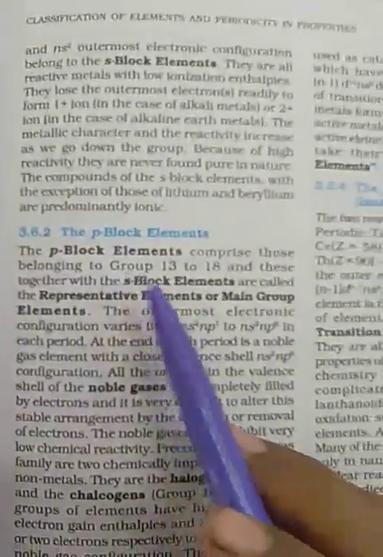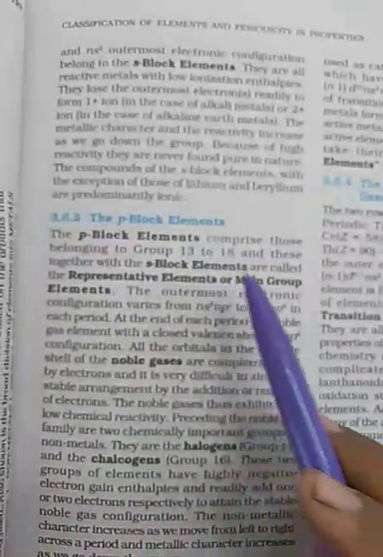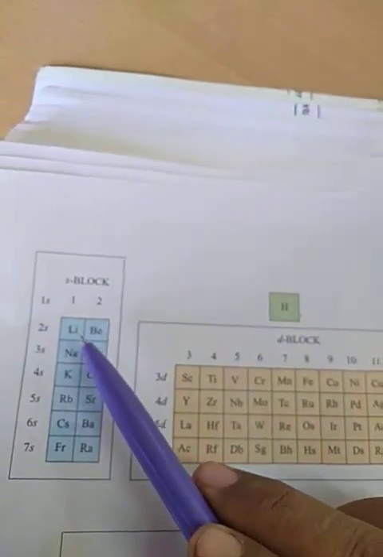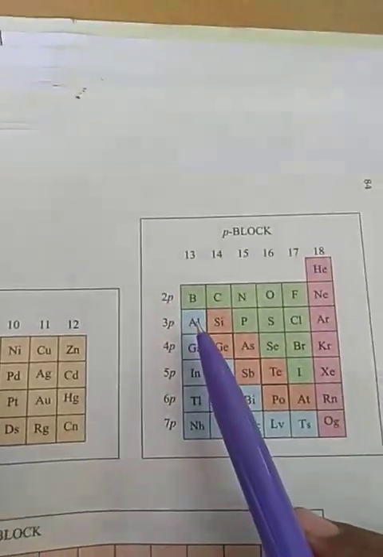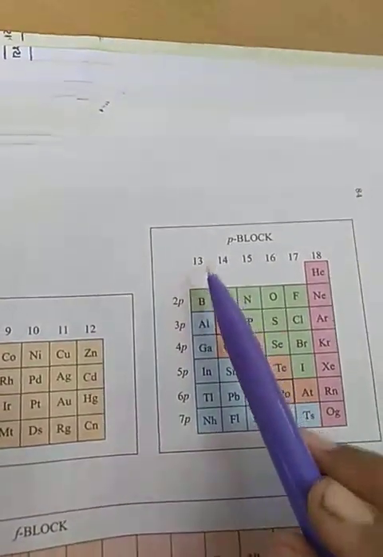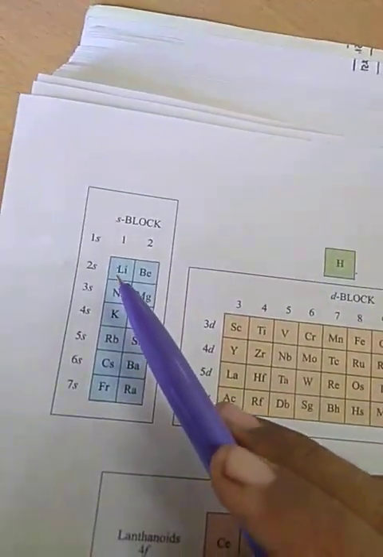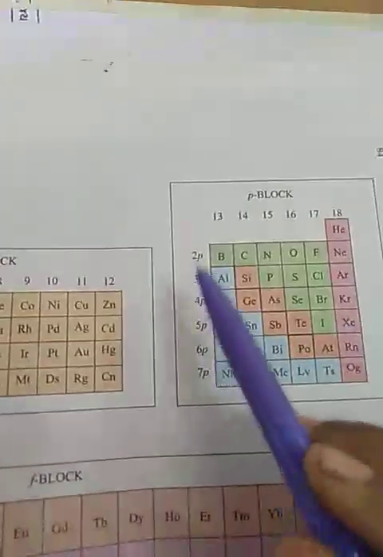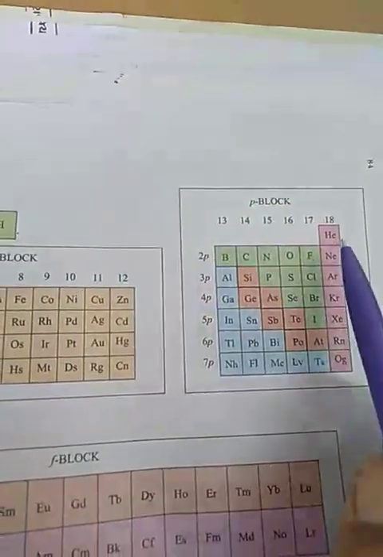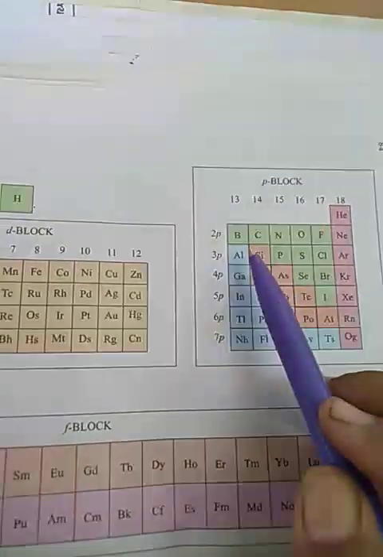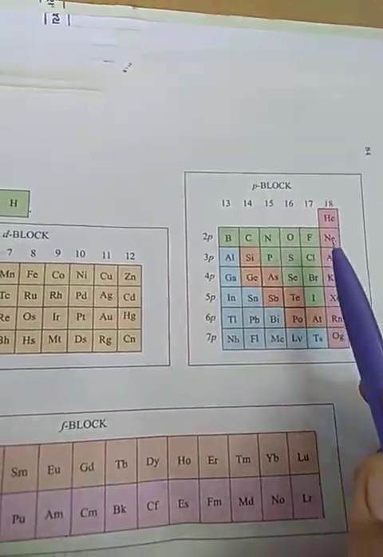Now, second, the p-block elements. The p-block elements comprise those belonging to groups 13 to 18. Here, see, starting with hydrogen and helium, which I taught you earlier, then lithium, beryllium, then this side the p-block, 2p. 1p is not possible, only 1s. After that, the energy level starts from 2s. Then the 2p block elements: boron, carbon, nitrogen, oxygen, fluorine and neon. So 1, 2, 3, 4, 5 and 6.